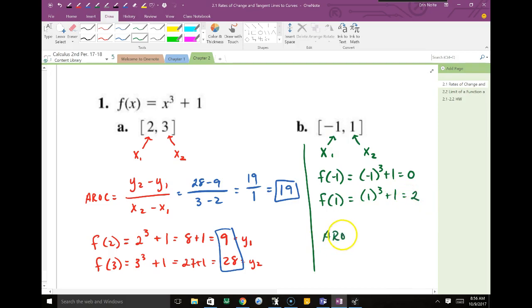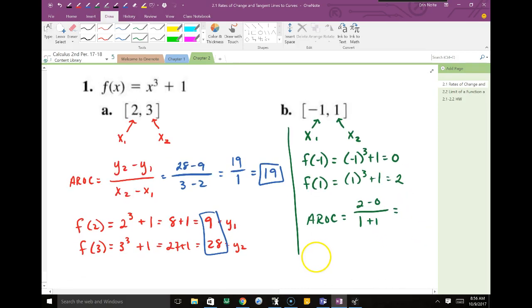So my average rate of change is going to be what goes on the top? 2 minus 0 over 1 minus negative 1. I'm going to say plus. So we get 2 over 2, which makes a slope of 1. Good there? Okay. You're just finding the corresponding y values and doing slope with it.